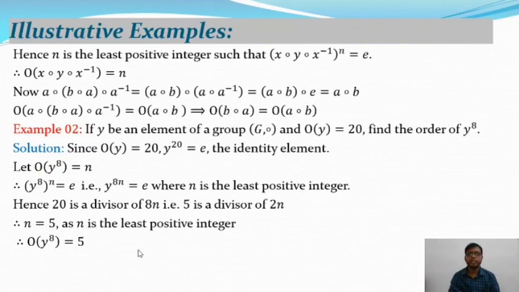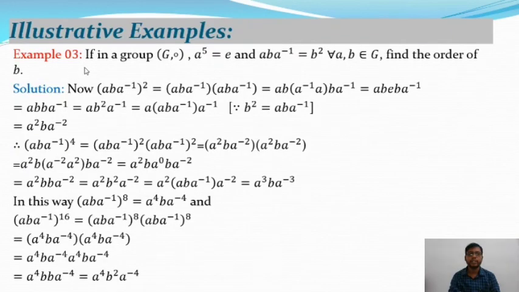Now move on to the next slide. In this slide we'll take a third example on the order of a group. If in a group G, a to the power 5 is equal to e and a inverse is equal to b square, these two relations are given for all a, b belonging to G.